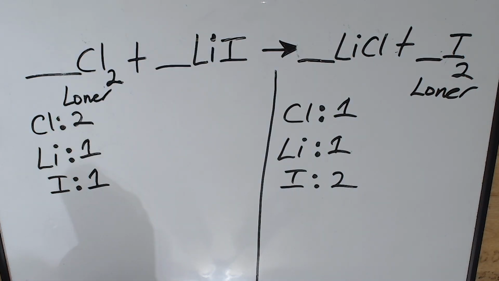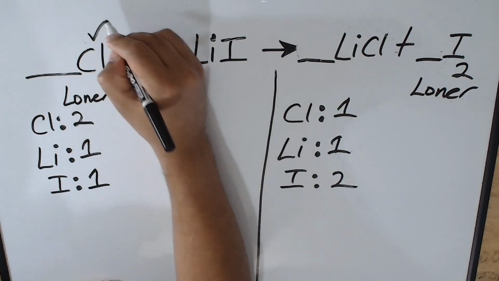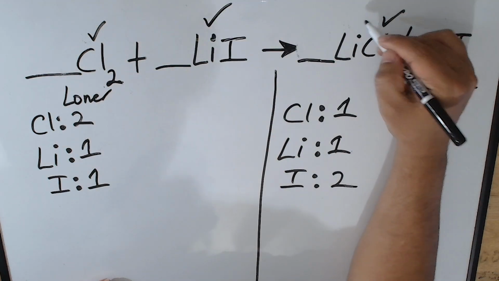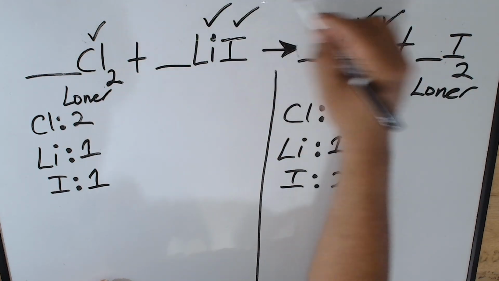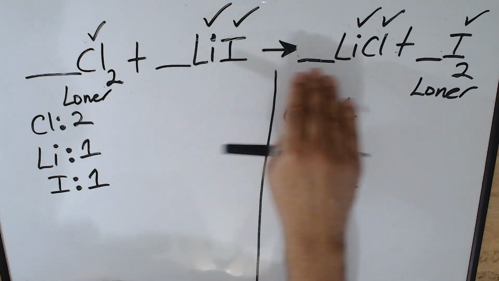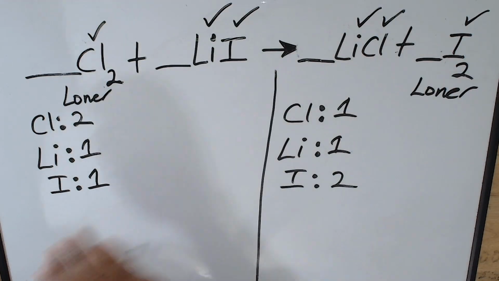Next, we need to identify the 1:1 ratio, and that would be the one that appears one time in the reactant side and one time in the product side, and it doesn't matter if the subscripts are different, and they can be part of a compound. So chlorine appears one time in the reactant side and one time in the product. The same thing with lithium and the same thing with iodine. 1 and 1, 1 and 1, 1 and 1.